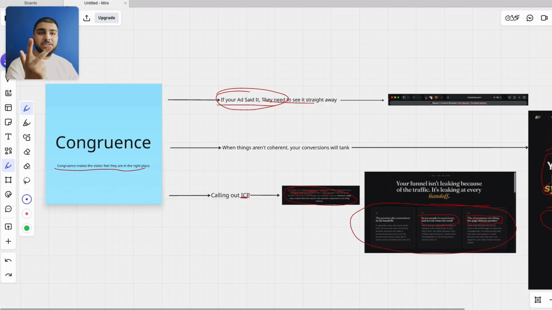Then, the ICP, the viewer, the client, whoever's on your page, needs to ask themselves, am I in the right place? And they need to be able to answer that within the first 3 seconds. The one mistake I always see with a lot of landing pages is writing the page for everyone. The moment you try to speak to everybody, you're heard by no one.